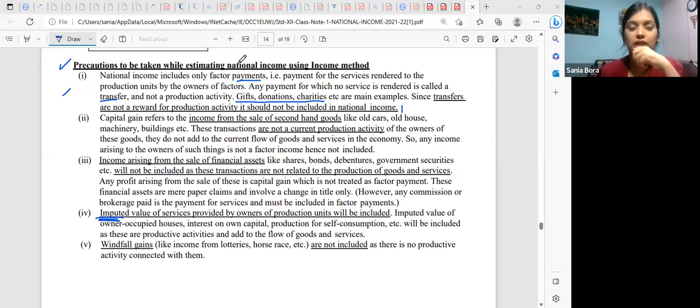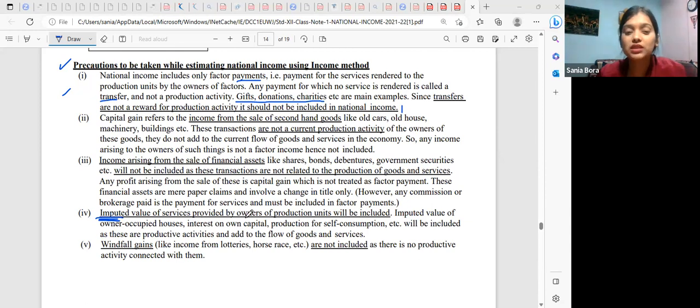Imputed is, for example, our mothers. Our mother cooks for us. Are you giving any salary to your mother? No. She is working, but still you are not giving her money. Like my mom is also cooking for us, helping us in our homework and everything, but still we are not giving her money. Similarly, we are living in our own house. Are we paying rent? You are not paying any rent. For example, it's your car. Your father is driving the car, but still you are not paying him. So that is basically the imputed services. Service is happening, but you are not paying for those services. So these are basically imputed.